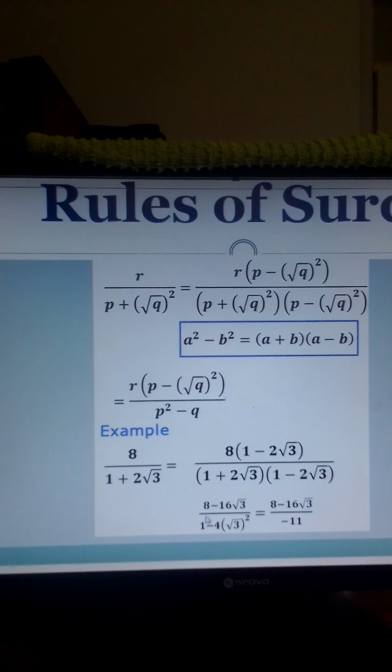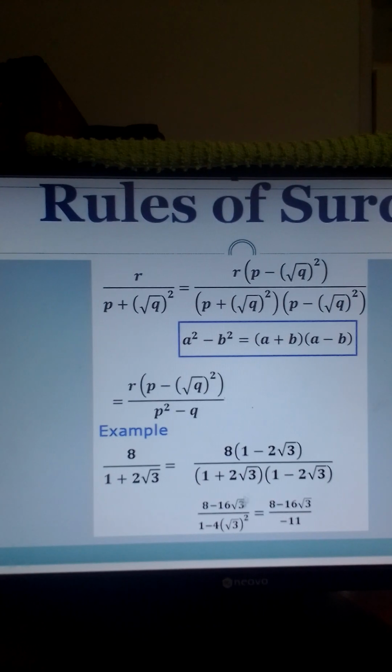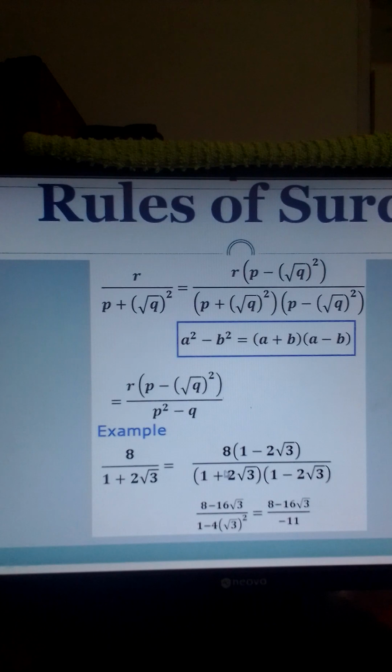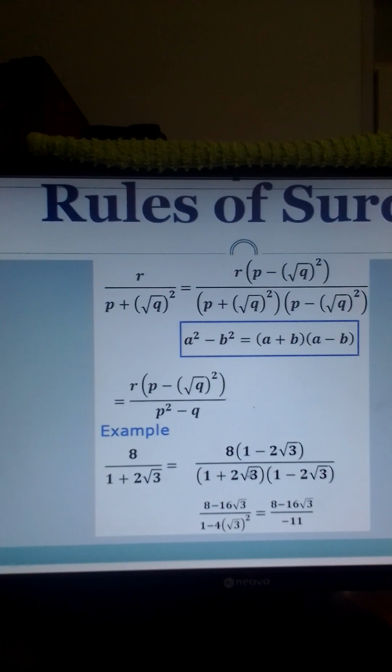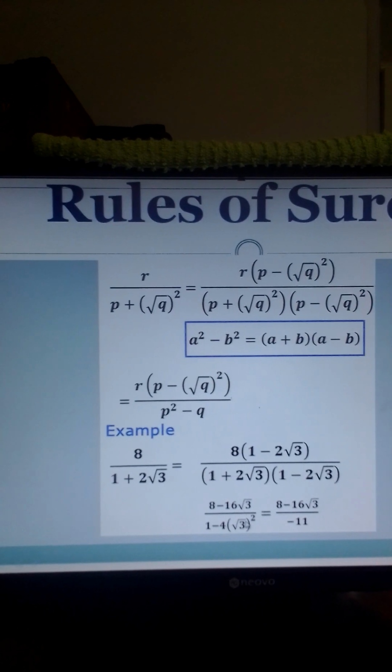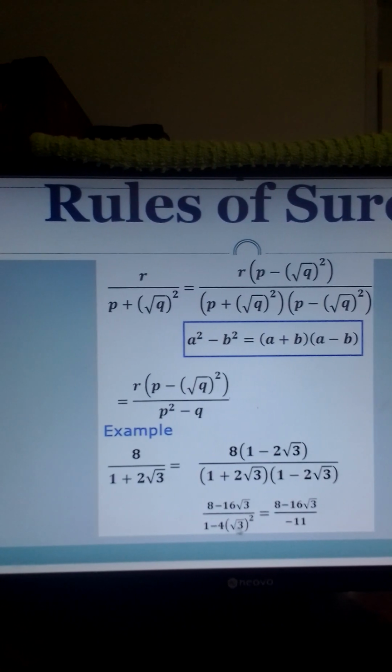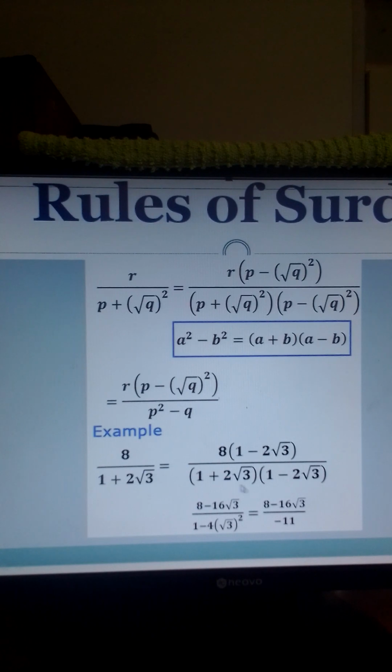8 times 1 is 8. 8 times 2 is 16 root 3. Alright? Divide by 1 squared minus this 1 squared, which is 4. 2 squared times 3 squared, you get 4 times 3 is 12. So it is 1 minus 12, you get minus 11. That's the answer.